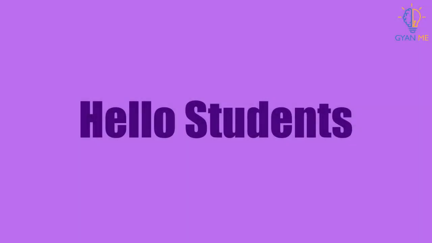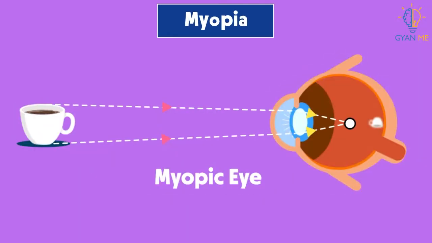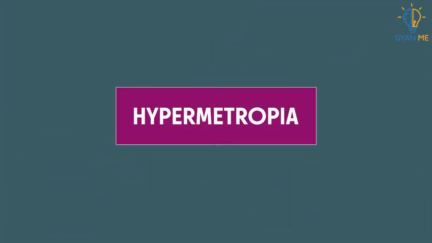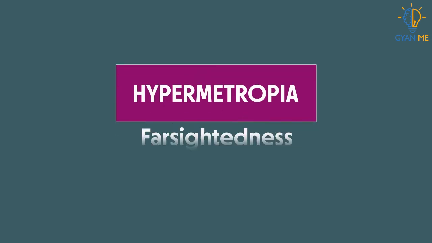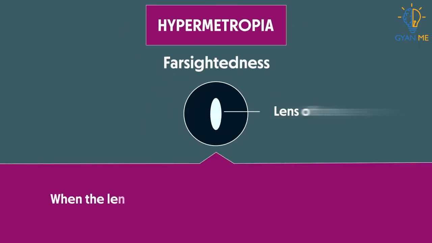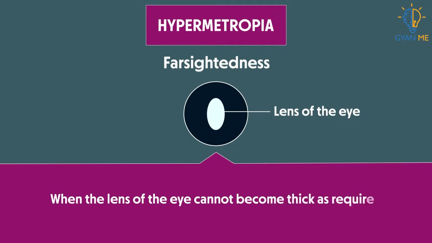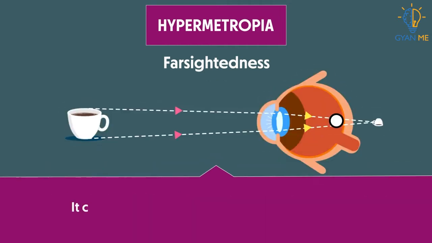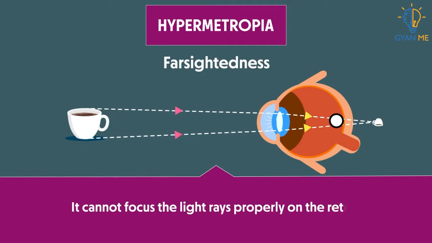Hello students. Previously, we discussed myopia and its correction. Let us now look at another visual defect, hypermetropia. Hypermetropia, also called farsightedness, arises when the lens of the eye cannot become thick as required. It means, again, it cannot focus the light rays properly on the retina.